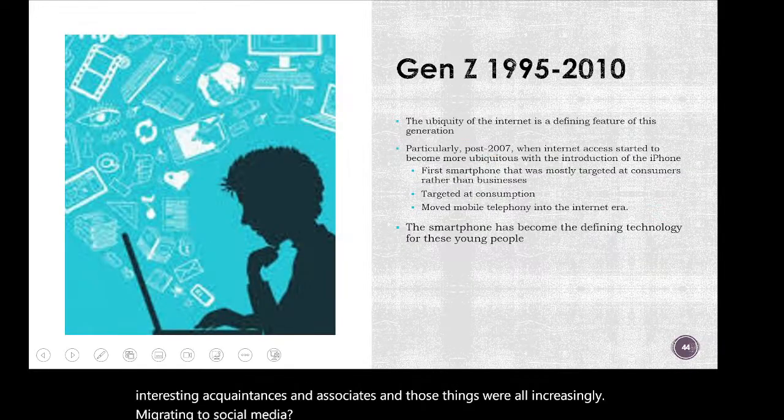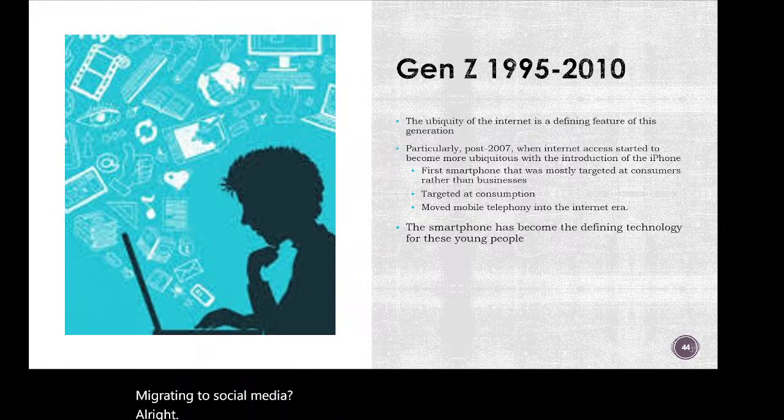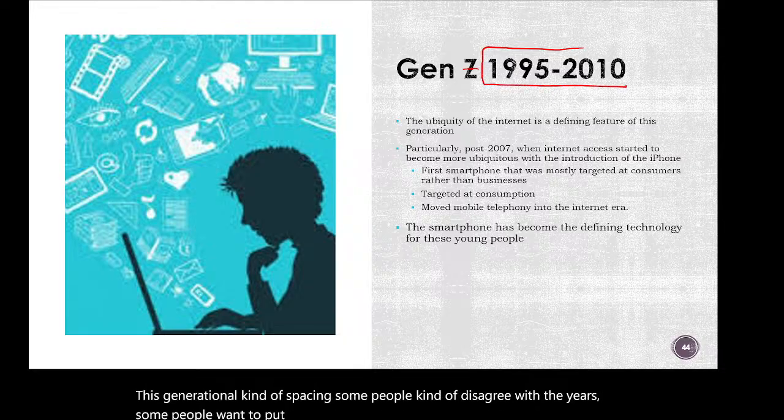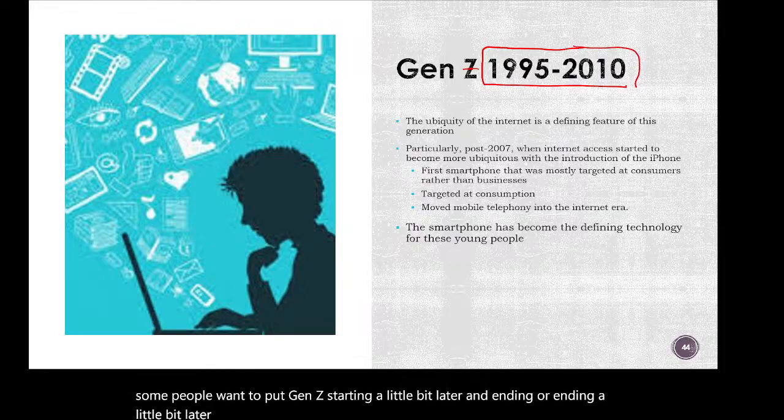All right. Enough about me and my generation. Now on to Gen Z, right? Now this generational spacing, some people disagree with the years. Some people want to put Gen Z starting a little bit later and ending a little bit later. I think conventionally this is sort of the dating that we've got.